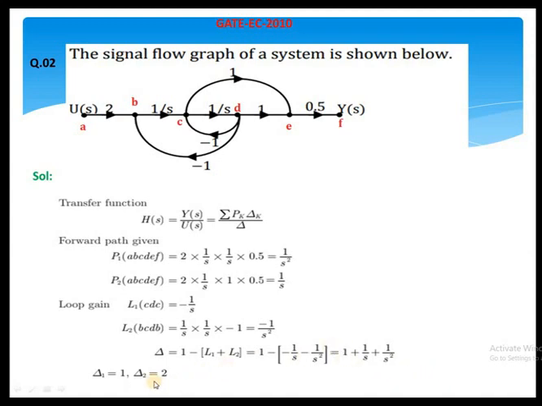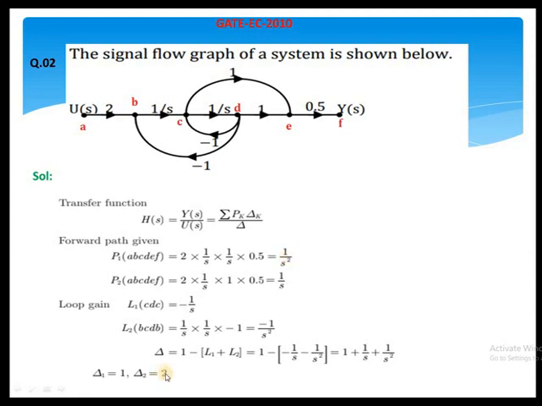What about delta 1 and delta 2? Delta 1 and delta 2 are 1 minus the gains of any loops which do not touch the first forward path. Similarly, we have to identify whether there is any loop which does not touch the second forward path. But here, both the L1 and L2 loops touch the first and second forward paths. If you consider the first forward path, L1 and L2 touch the same forward path. Similarly, if you consider the second forward path, they also touch it because it has common nodes C and D. So there are no non-touching loops. That's why the delta 1 and delta 2 values are 1 only.